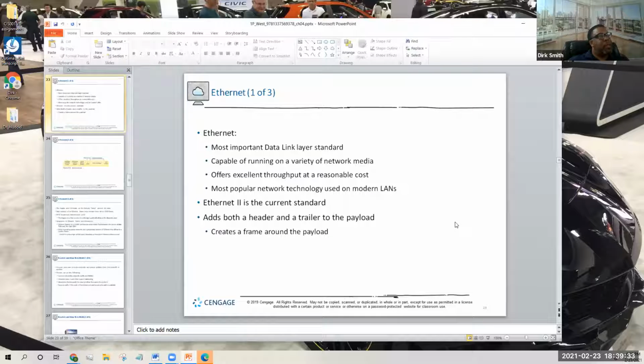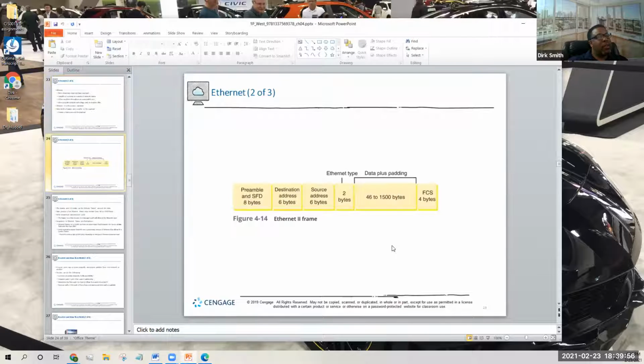Ethernet, most important data link layer standard, capable of running on a variety of different networks, offers excellent throughput at a reasonable cost. Most popular network technology used on most LANs. Everybody knows about Ethernet networks. We've been talking about them all semester. It adds both the header and the trailer to the payload. So this is kind of how the Ethernet frames work.